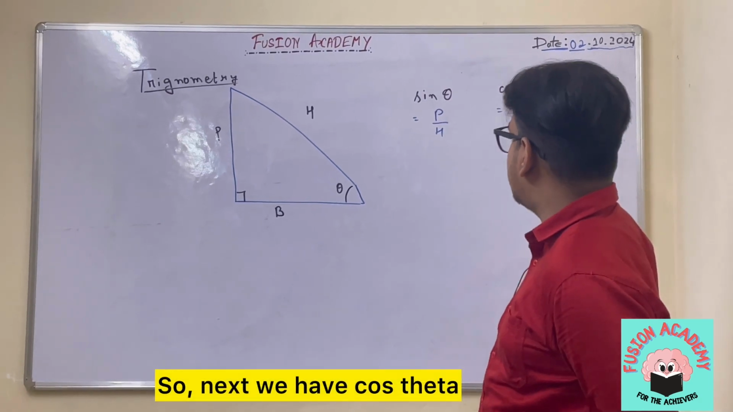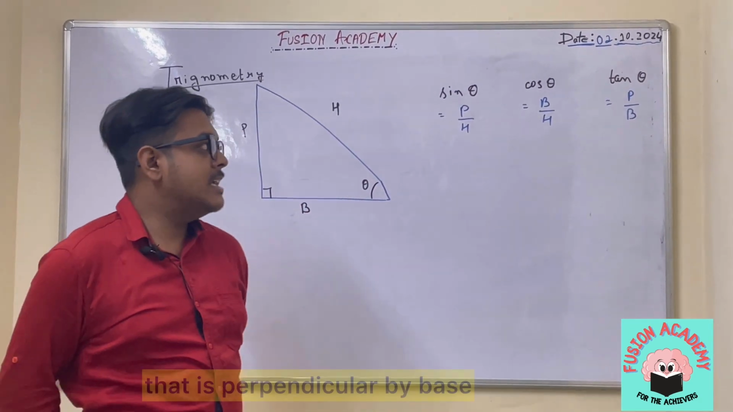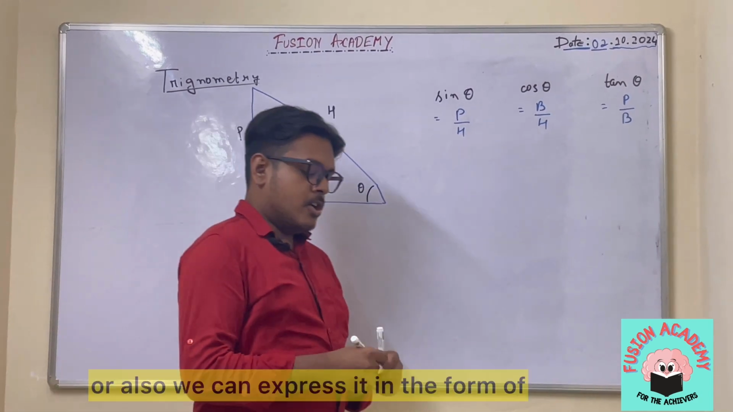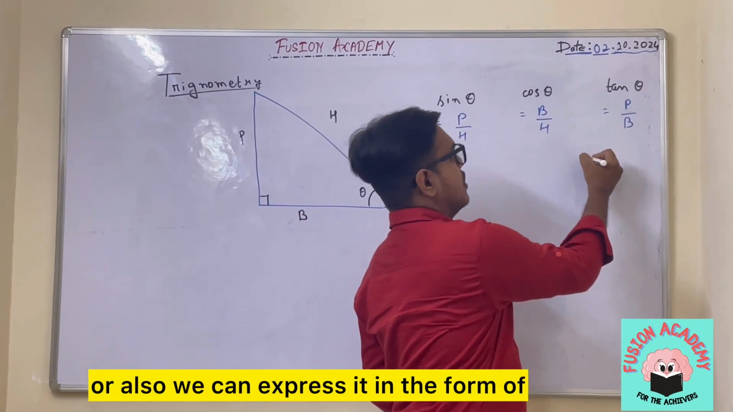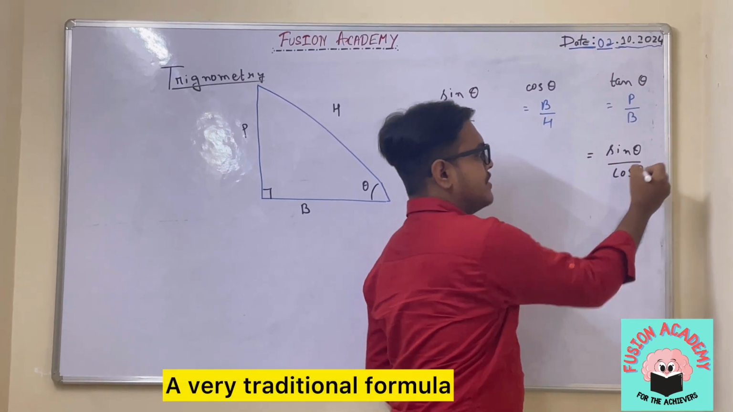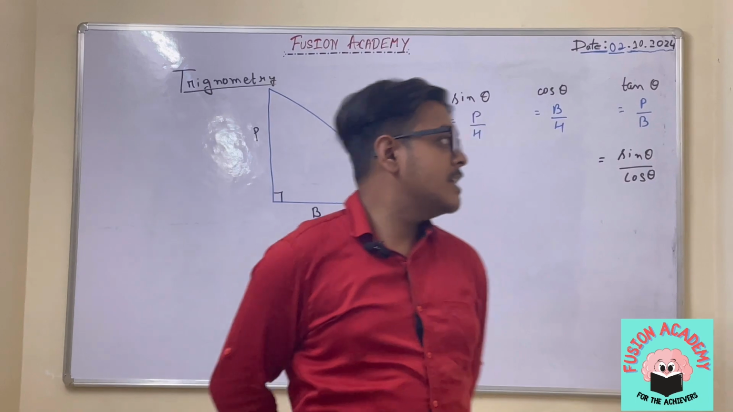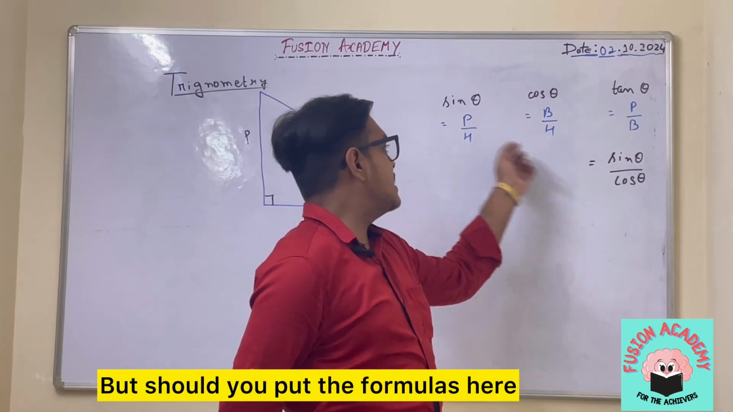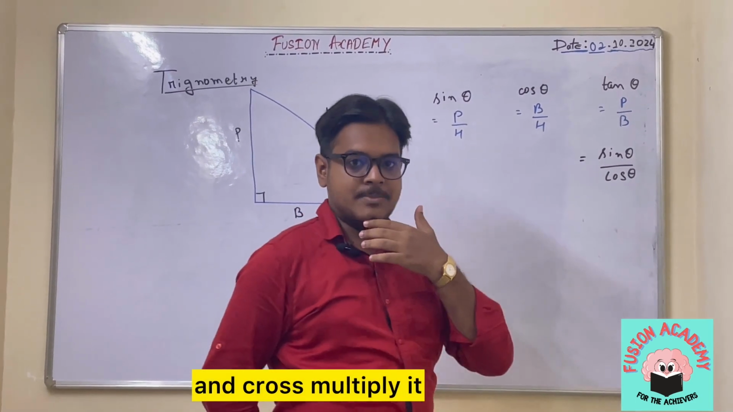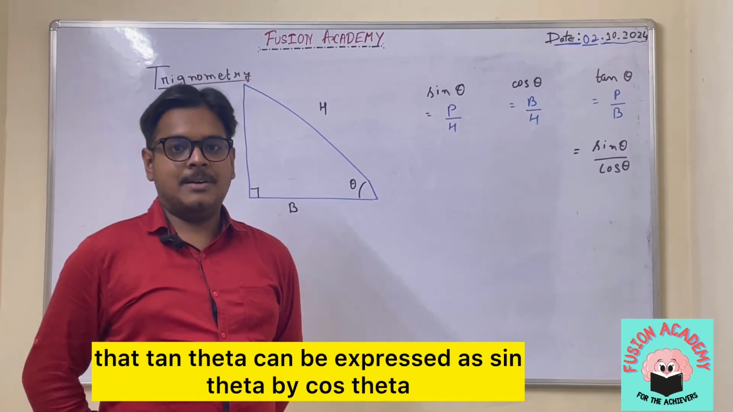Next we have cos theta, that is base by hypotenuse, and ultimately we have tan theta, that is perpendicular by base, or we can also express it as sin theta by cos theta, a very traditional formula that you have already seen on the internet through memes and everything. If you put the formulas here, that is p by h and b by h, and cross multiply, you will obviously get that tan theta can be expressed as sin theta by cos theta.